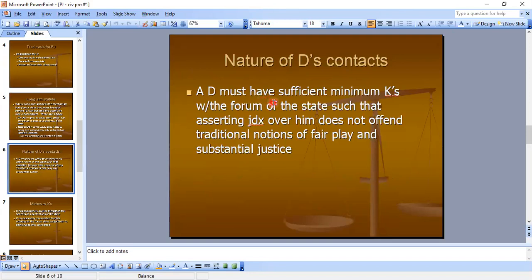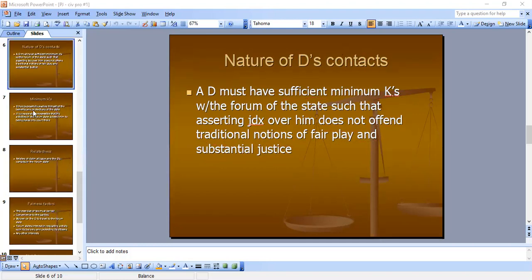A defendant must have sufficient minimum contacts with the forum state such that asserting jurisdiction over him does not offend traditional notions of fair play and substantial justice. There's a lot in there. I see these all the time on MBEs and essays, so you really do have to know this. We have our first element, minimum contacts, and many ways to get to this. We'll talk about that in a second. And then does not offend traditional notions of fair play and substantial justice is our second element, which are the fairness factors, which I'll give to you in a few minutes. Okay, so let's talk about minimum contacts first.